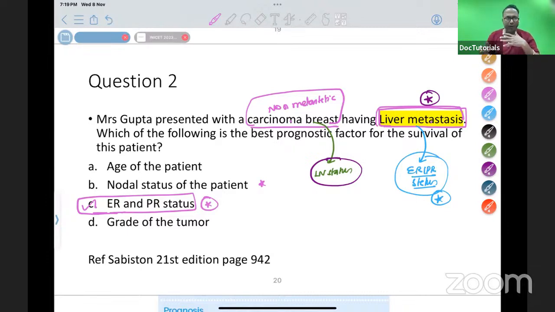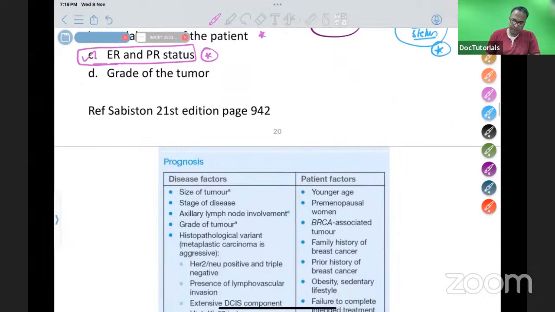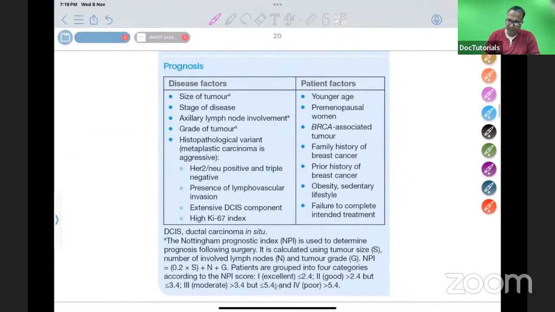Because anyhow, the patient is going to die in the next 6 months to 1 year, and there is already a liver met. So for such patients, survival can be extended if ER is positive. That is the concept, okay? If ER is positive, we can extend the survival by giving better drugs. So this is a new update in the 28th edition Bailey.